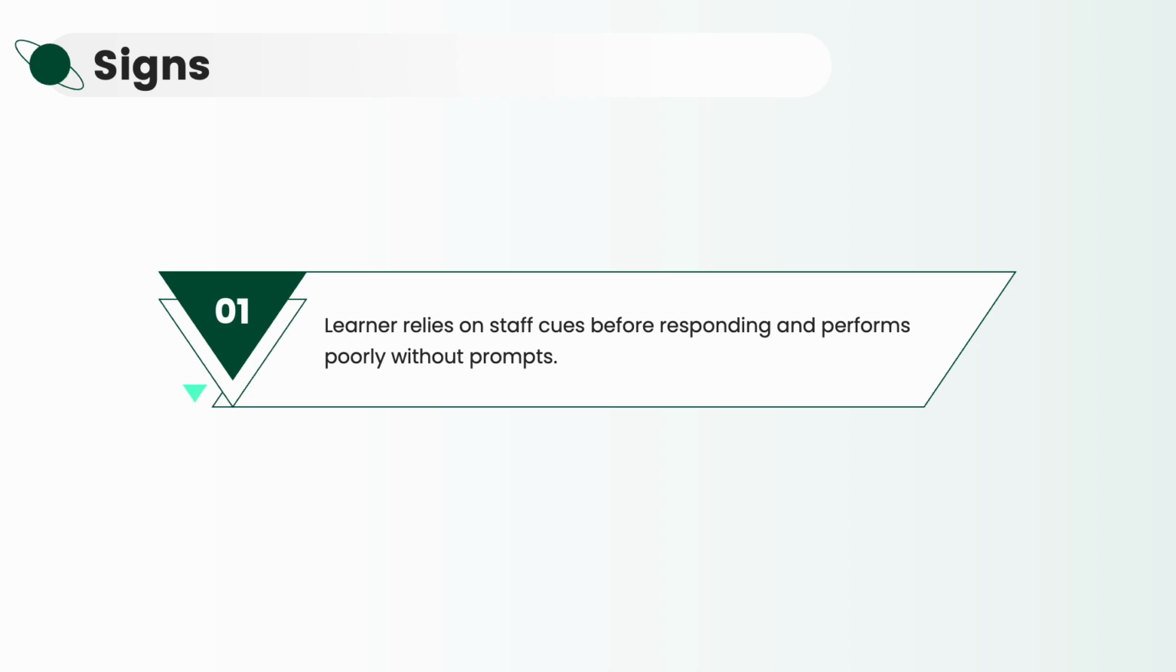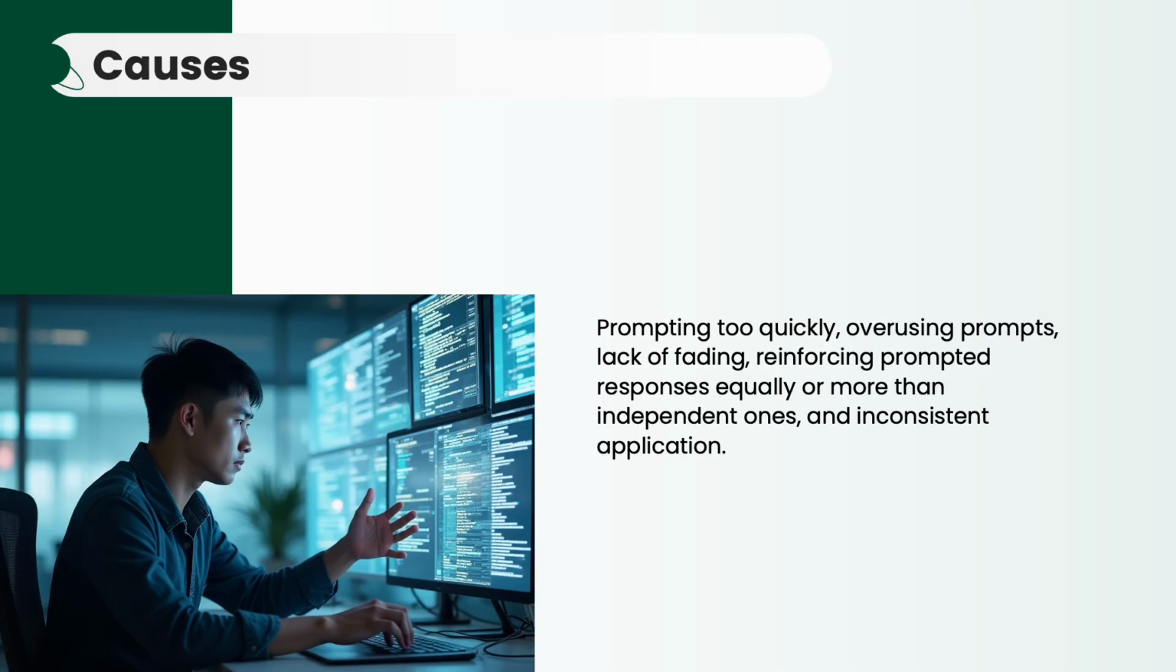So now that we know what prompt dependence is and how to spot it, let's talk about the most important question. Why does it happen? This is where things get really important, because this is where we come in. Prompt dependence is not random. It is almost always caused by instructional errors. Let's go through the main causes listed on this slide.